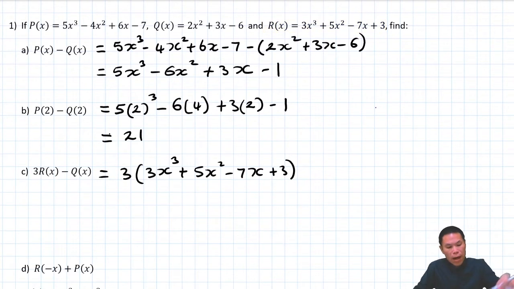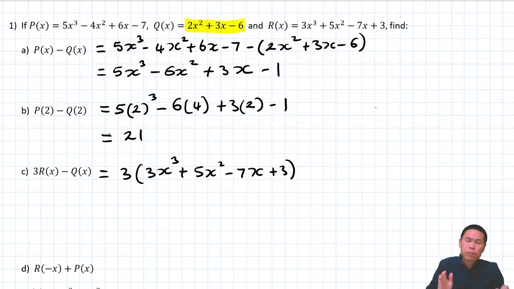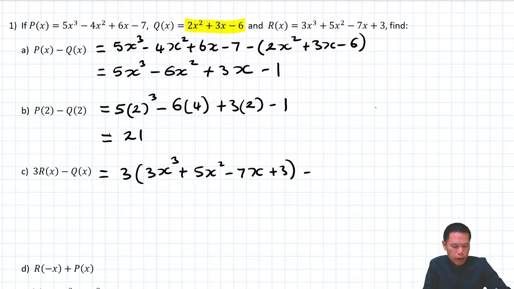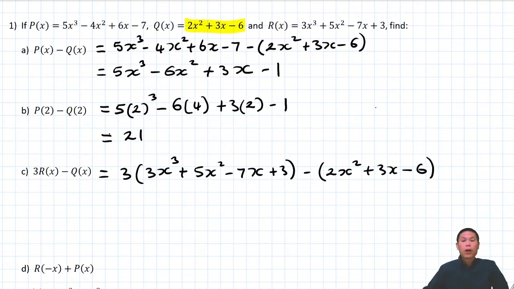And then we minus qx, but qx is here, which is more than one term. Again, we have to open and close brackets for that, okay? Because it's minus the whole lot. So which is 2x squared plus 3x minus 6. There you go. So now I just expand the bracket first, okay?